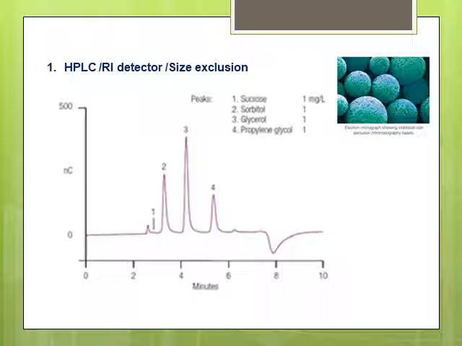The first method is HPLC with the RI detector, and in this technique a size exclusion column is used. The mobile phase is water, although a buffer can also be used. In this chromatogram we see a very good separation of glycerin from propylene glycol, and in this particular formulation there were some monosaccharides present that were all separated.